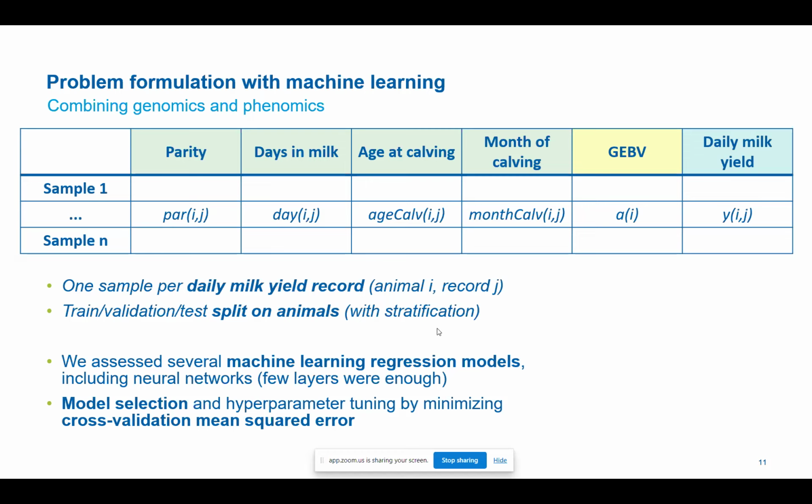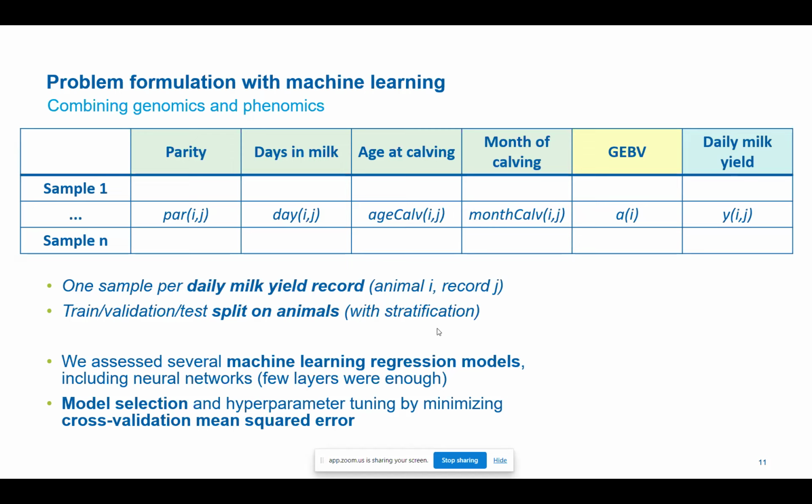So basically the machine learning formulation is, you want to say y, that is daily milk yield, y_ij is f of parity, days in milk, age at calving, month of calving, and the GEBV. And the role of machine learning is to find the f, the function that best estimates the daily milk yield based on data and, of course, the features. So we had one sample per daily milk yield record.